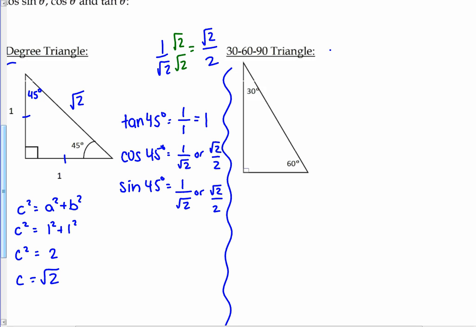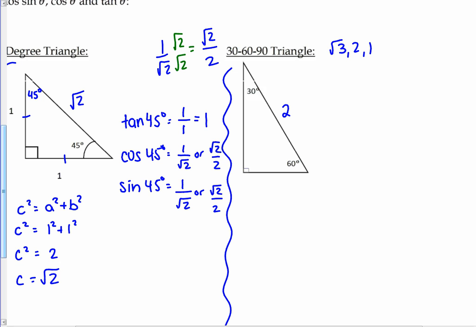Root 3, 2, and 1. So those are the numbers we want to fill in here. Which one is the largest? Root 3, 2, or 1? What's the largest number? 2, right? If you actually punch in root 3, it's smaller than 2 because root 4 is 2. So it's smaller than 2. Opposite the largest angle is the largest side. So 2 actually goes opposite the right angle.